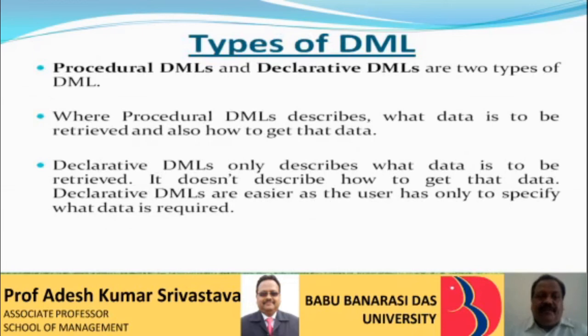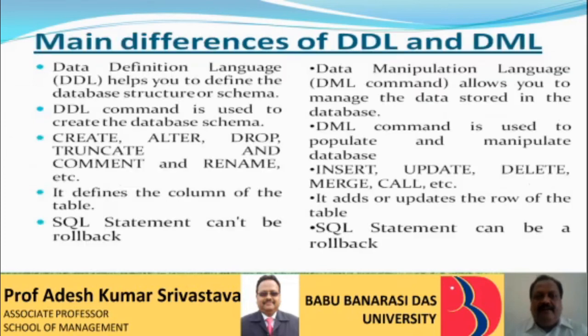Then types of DML. There are two types of DML, procedural DML and declarative DML. Procedural DML describes what data is to be retrieved and also how to get that data. Declarative DML only describes what data is to be retrieved. It does not describe how to get that data. Declarative DMLs are easier as the user has only to specify what data is required.